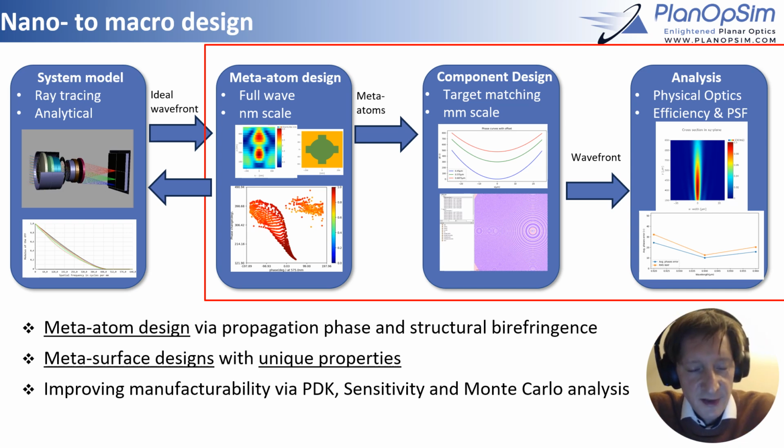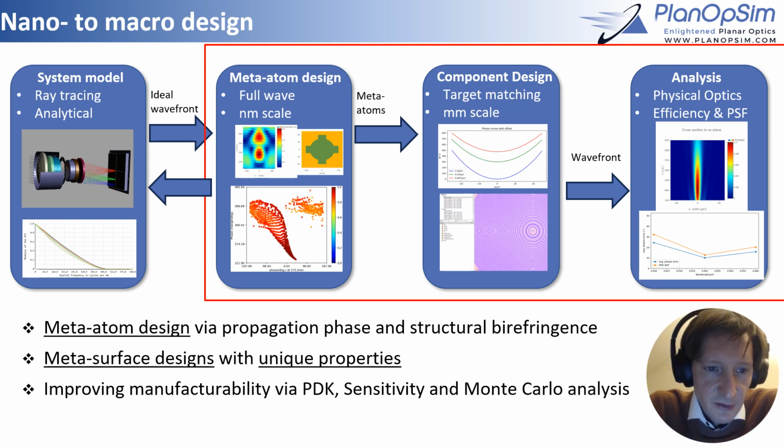And with this last bit, I would like to wrap up the seminar and summarize the main highlights. So we looked at the design of metasurfaces from the meta-atom scale to the component scale. Through meta-atom design, we can create various structures using the propagation phase and structural birefringence, and use that in components to create components with unique properties that would not have been possible with refractive optics, and we can optimize them for manufacturability using techniques like PDKs, sensitivity analysis, and Monte Carlo analysis.